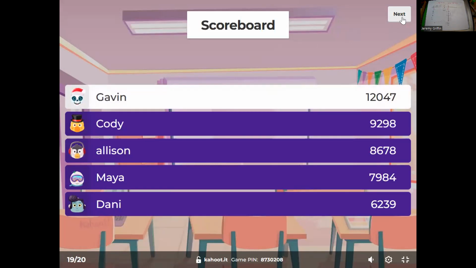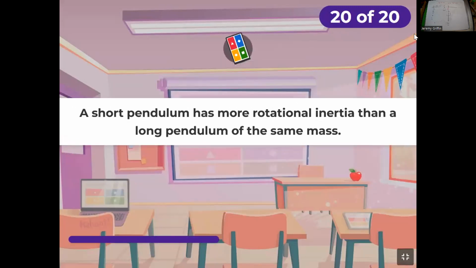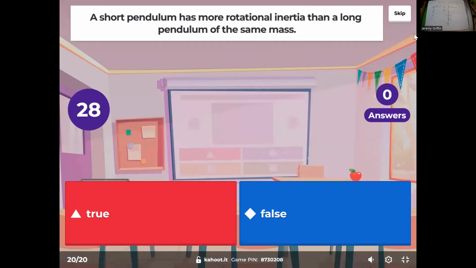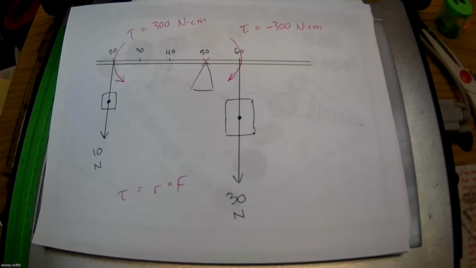Ooh, points for Mitty. All right, and last question for the win. A short pendulum has more rotational inertia than a long pendulum, same mass. Is that true or false? All right, let's get that pretty fast. Let's flip over here and run this, and then we'll go back to the winner's podium.